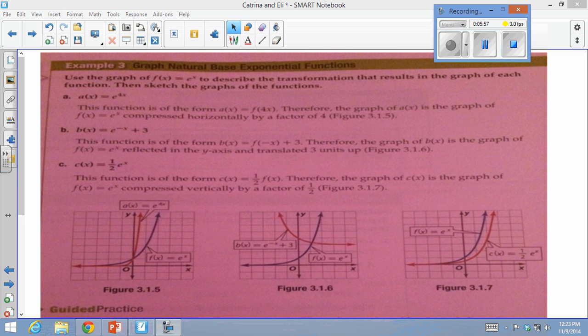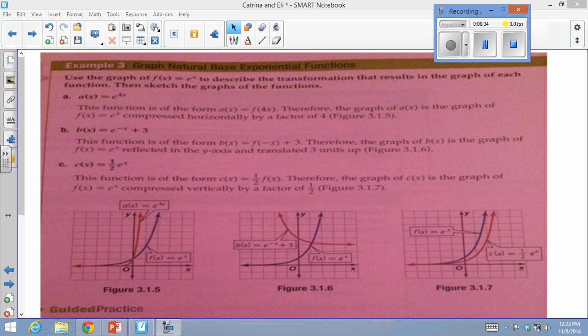Let's graph natural-based exponential functions. So we are going to be using the graph f of x equals e to the power of x to describe the transformations. So if a of x equals e to the power of 4x, we know this is in the form a of x equals f in parentheses 4x. Therefore, the graph of a of x is the original f of x equals e to the power of x compressed horizontally by a factor of 4, since the 4 is in the exponent, not before the e. If it was before the e, it would be compressed vertically.